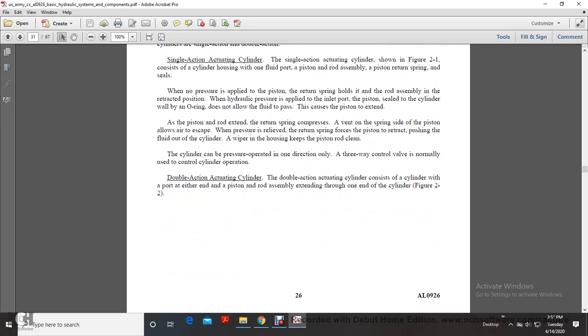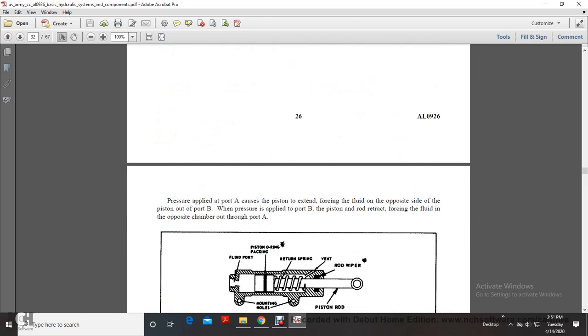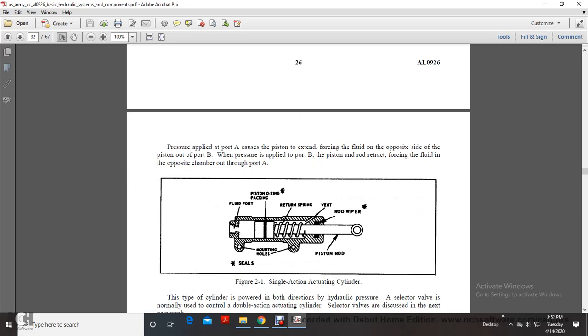Double action actuating cylinder. A double action actuating cylinder consists of the cylinder with a port at each end, with a piston rod assembly extending through one end of the cylinder, Figure 2.2. Pressure applied to port A causes the piston to extend, forcing fluid in the opposite end out of port B. When pressure is applied to port B, the piston rod retracts, forcing fluid out of the opposite chamber through port A.